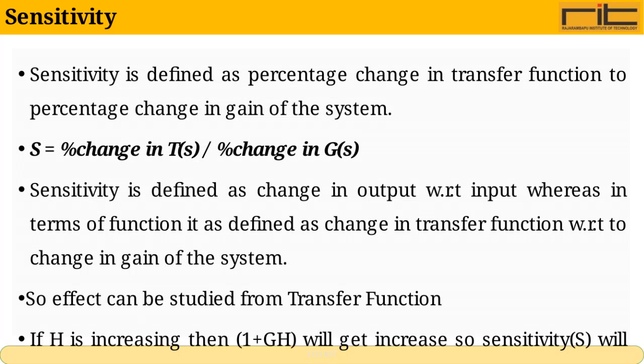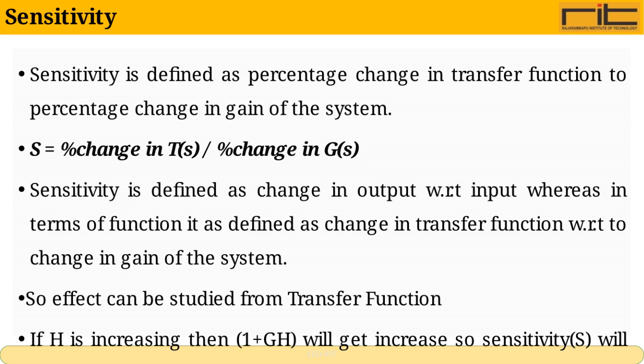Sensitivity measures how much the transfer function changes in response to a change in the system's gain. Specifically, it's defined as a percentage change in the transfer function divided by the percentage change in the gain. In simpler terms, it tells us how the output responds relative to changes in the input gain. By analyzing the transfer function, we can understand the system's sensitivity more clearly.